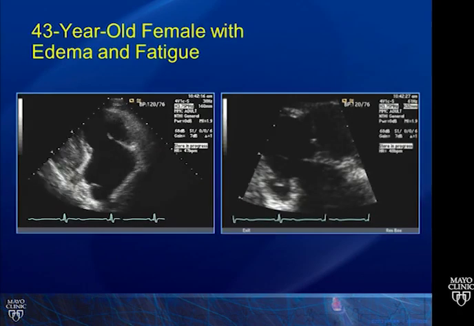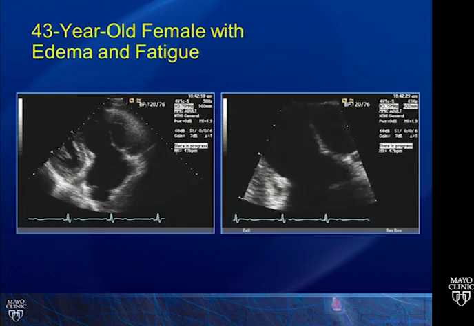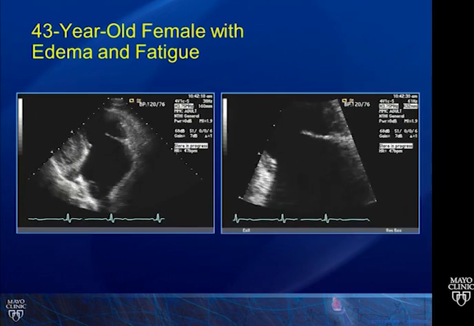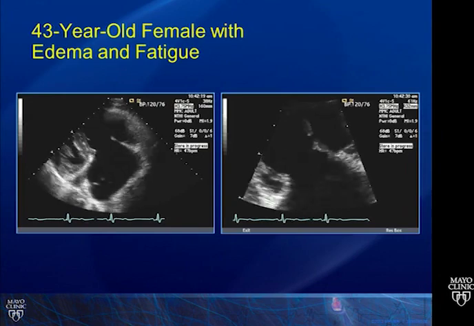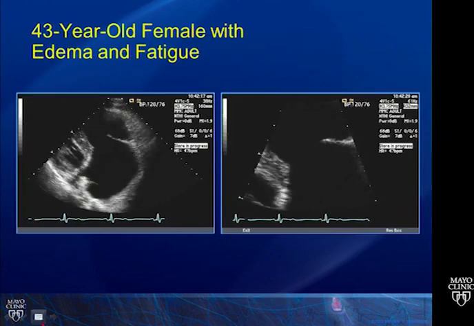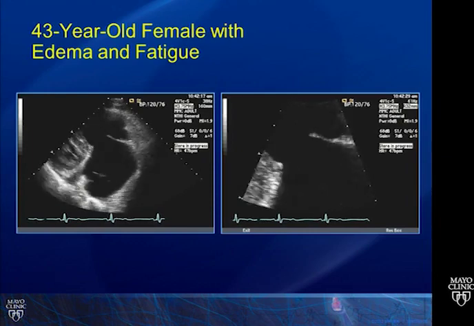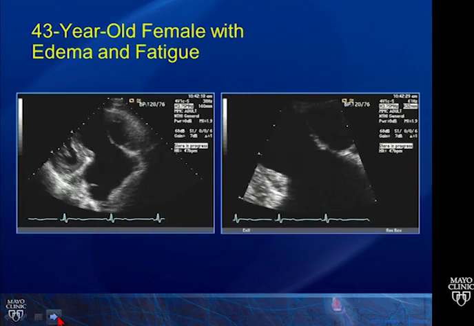So moving on to case 8, we have a 43-year-old female with edema and fatigue. And so we can see here that we're doing a little bit of an off-axis view. And I'll just tell you from the parasternal window, but I'm not sure our board examiners would be that generous, but we'll take whatever we can get, right? And then I'm going to show you a couple more images here.